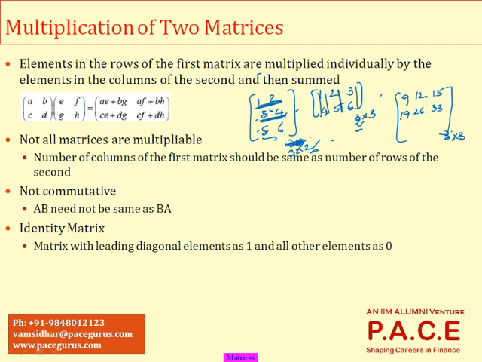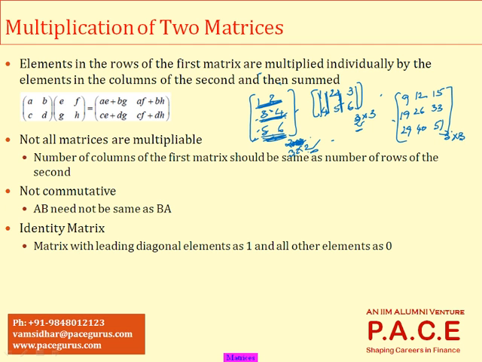Now similarly, third row, first column. 5 into 1, 5. 6 fours, 24. 24 plus 5, 29. Third row, second column. 5 into 2, 10. 6 into 5, 30. 30 plus 10, 40. Third row, third column. 5 into 3, 15. 6 into 6, 36. 36 plus 15, 51. So this happens to be our resultant matrix.